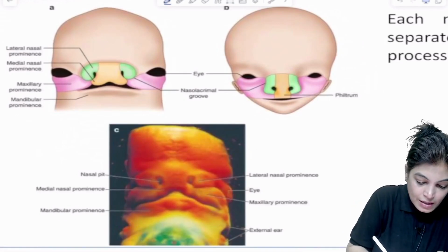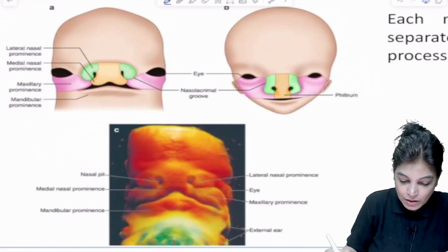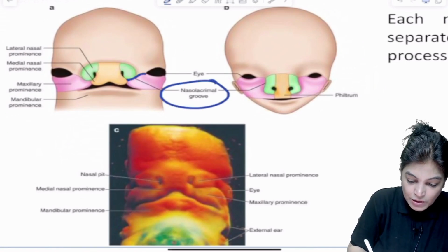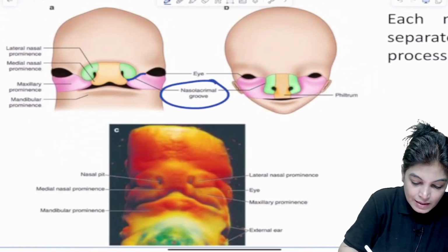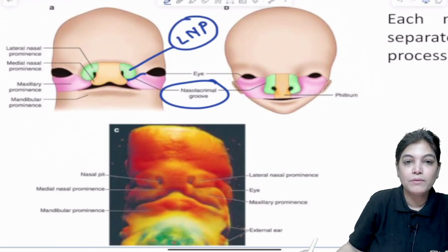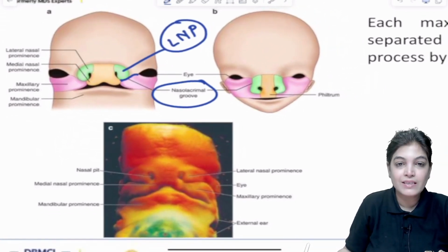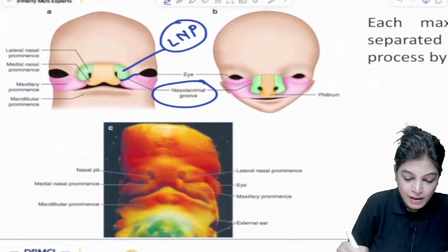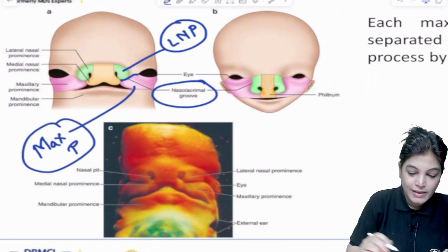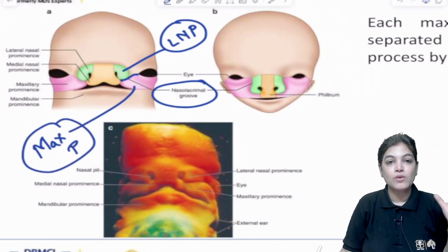So here is the location of nasolacrimal groove. So exactly I am using this line. This is the nasolacrimal groove. And here the green color structure is lateral nasal process. I have written in short LNP, lateral nasal process. And the pink structure which you are seeing is the maxillary process, the maxillary prominences. So exactly the location of nasolacrimal groove.